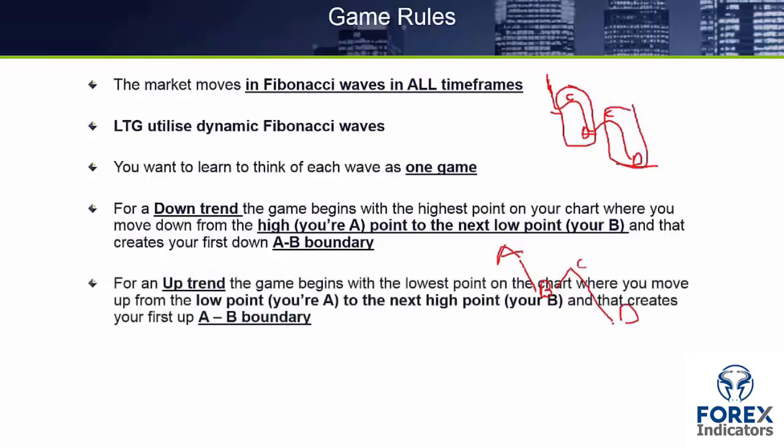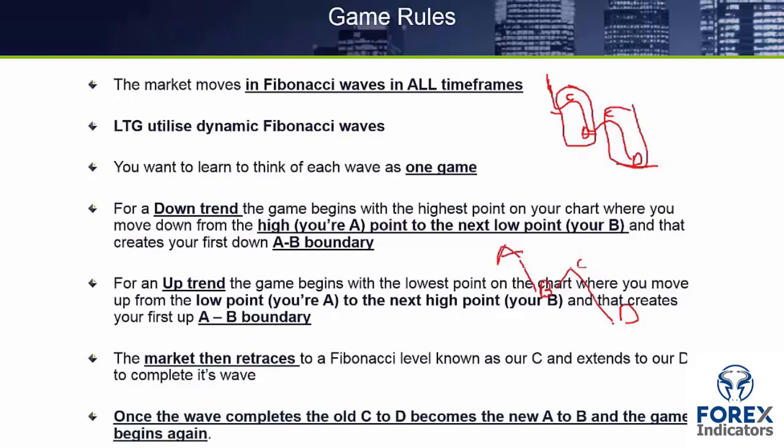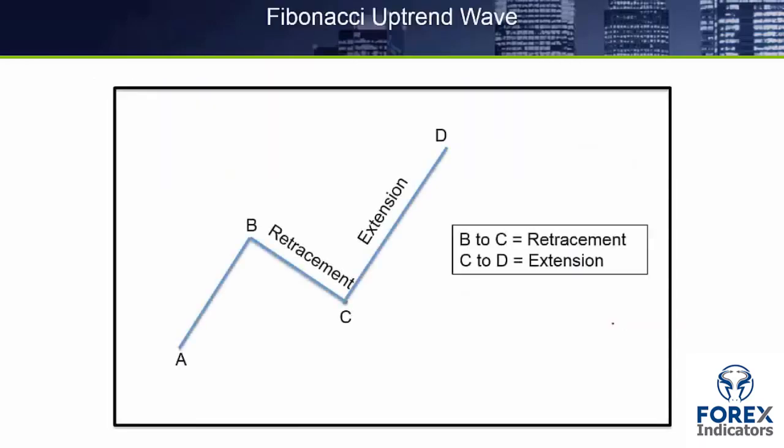For an uptrend, the game begins with the lowest point on the chart, where you move up from the low point, your A, to the next high point, your B, and that creates your first AB boundary. The market then retraces to a Fibonacci level known as your C and extends to your D to complete its wave. Once the wave completes, the old C to D becomes the new A to B, and the game begins again. So it's a very dynamic way of doing your Fibonacci's. And to illustrate, this is what it looks like.